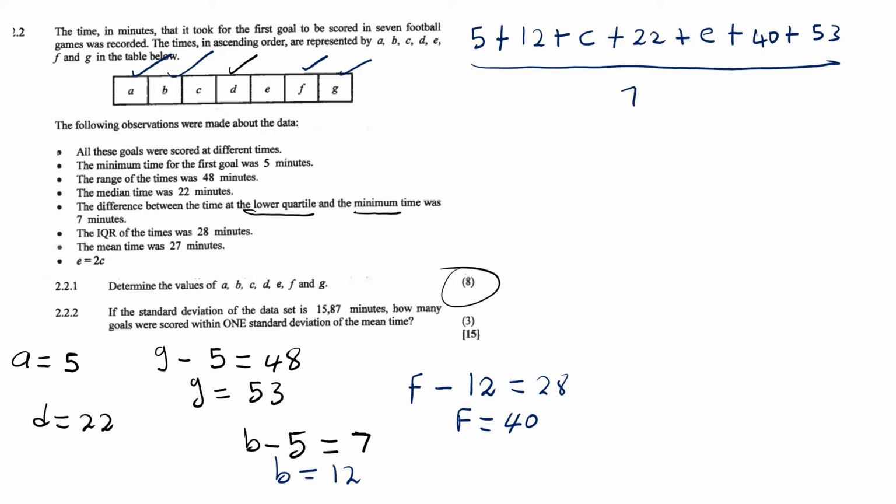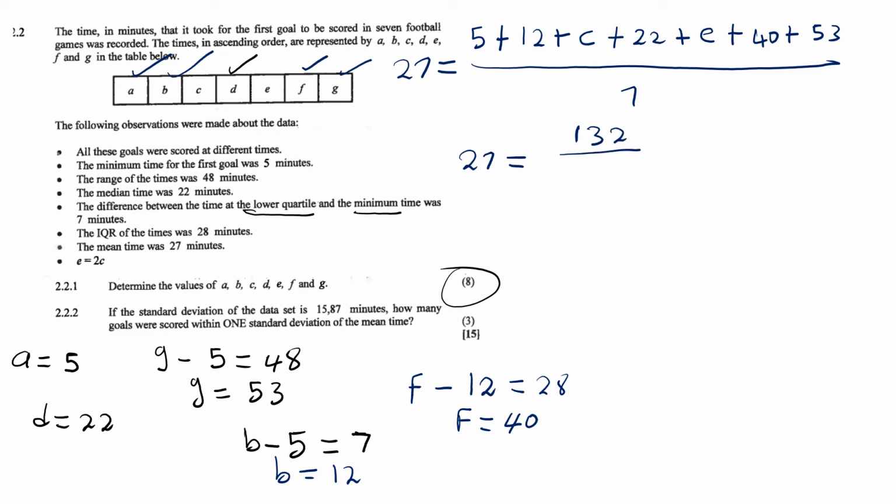Oh, this thing is the same as 27. Let me write 27 is equal to that thing, because it's our mean. So we have to solve this. I'm having 27 is equal to 5 plus 12, which is 17. 17 plus 22, I think this gives us 39. 39 plus 40 is going to be 79. 79 plus 53 is going to be 132, right?